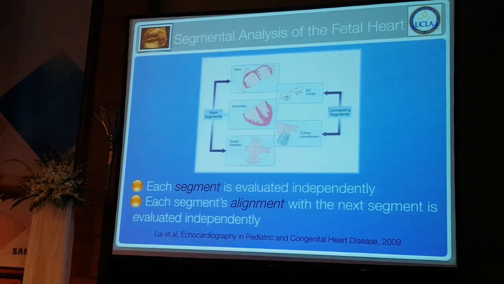So for each part, or main segment, you need to think about how it's aligned with the next, how it's connected. You've looked at the right and left atria. Now, how are they connected? Are they aligned with the correct ventricles? Are the ventricles aligned with the correct great arteries?